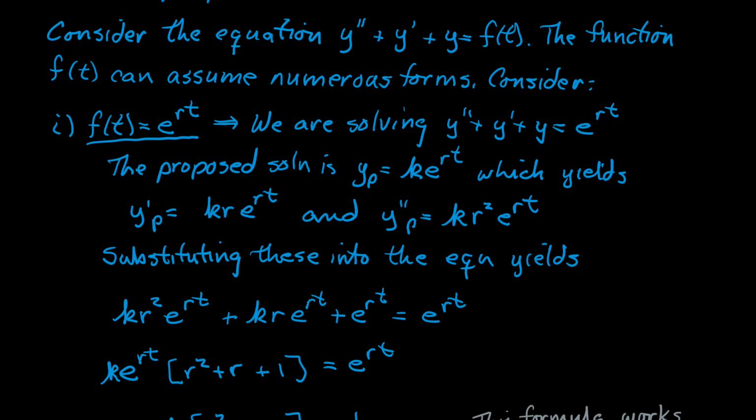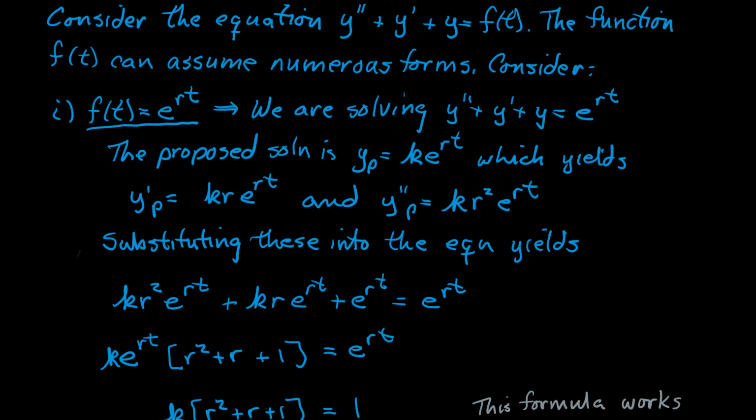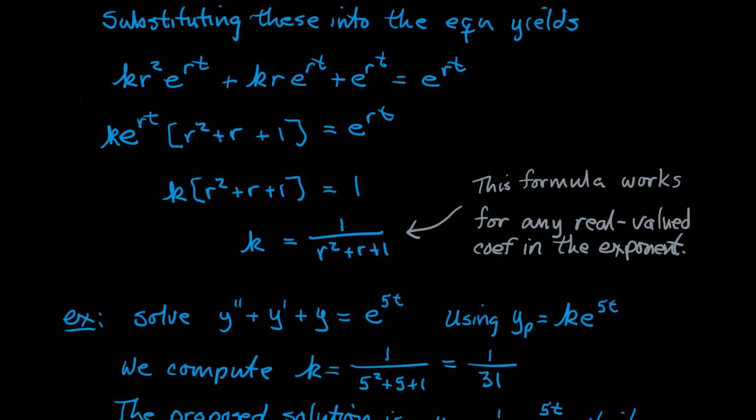So when we propose our solution of k e to the rt, it then allows us to compute the derivative. It's just going to be k r e to the rt. And the second derivative is going to be k r squared e to the rt. This gives us then a value for y, y prime, and y double prime. What we're going to do is substitute these into the equation that we're trying to solve. So the second derivative will go there, the first derivative will go there, and the y value will go there. And when we do those substitutions, we're going to end up with an equation like what you see here.